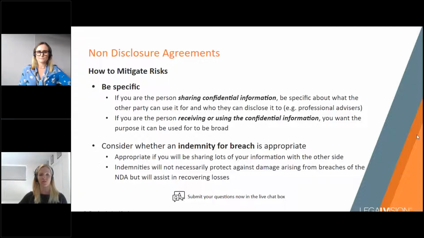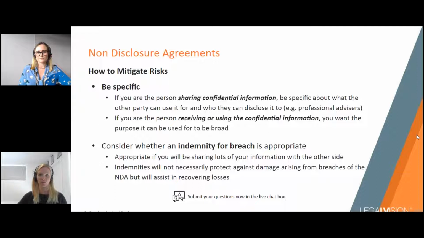If you're receiving the confidential information, as I've said, you want the purpose to be broad so you don't accidentally breach your obligations under the agreement. A key point to consider is whether it is appropriate to include an indemnity for breach. So an indemnity is a promise to cover. For example, if the other party uses your confidential information or discloses it when they're not supposed to, you can rely on an indemnity. So that's the promise to cover. The other party promising to cover you for damages or losses that you suffer as a result of that breach. However, one thing to note is it will not stop the breach that has already occurred.